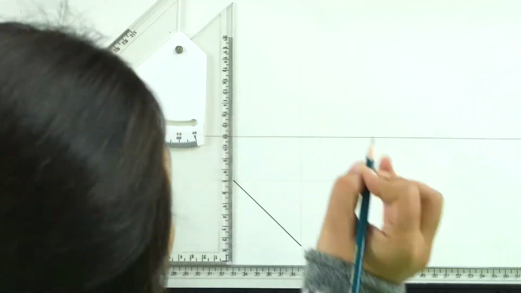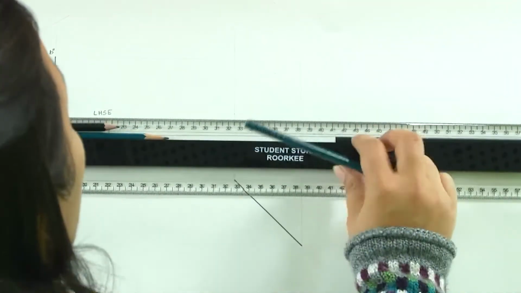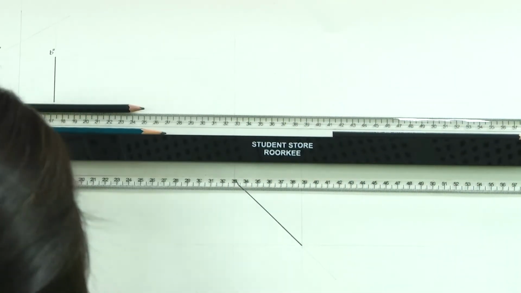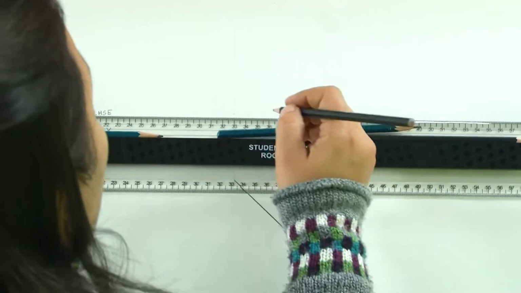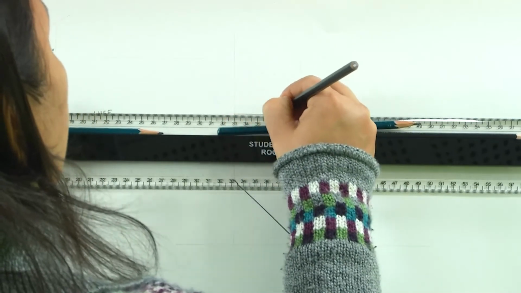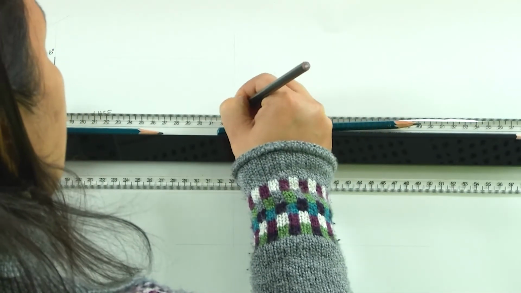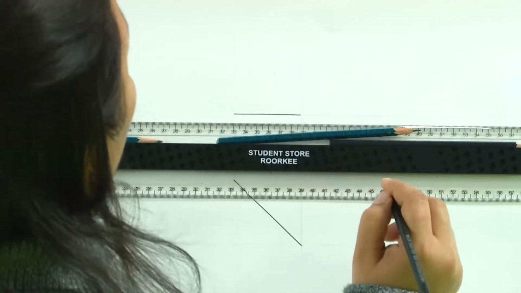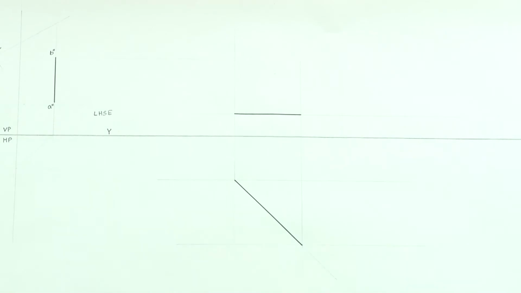So, we just draw this last dimension, this last information, which is 2 centimeter above HP, and then we get a line here which is the projection of this inclined line, which is making an angle of 45 degrees with VP. This is the projection. Now, let us label this one.